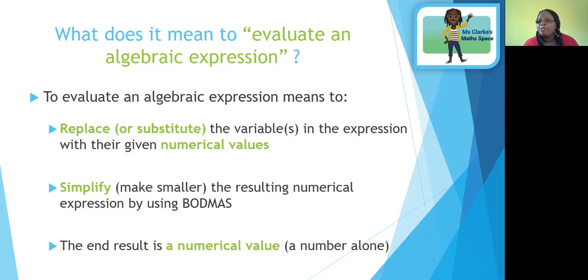We know that in a game of sports, you would substitute one player for another player, which simply means that you are replacing. Or in cooking, you're substituting butter for margarine. So it's just a replacement. That is more or less what substitution is in layman's terms or in everyday activities. In algebra, when they say to evaluate an algebraic expression, it means to replace or substitute the variables in the expression. So it would be a letter that you're going to replace with a numeric value.